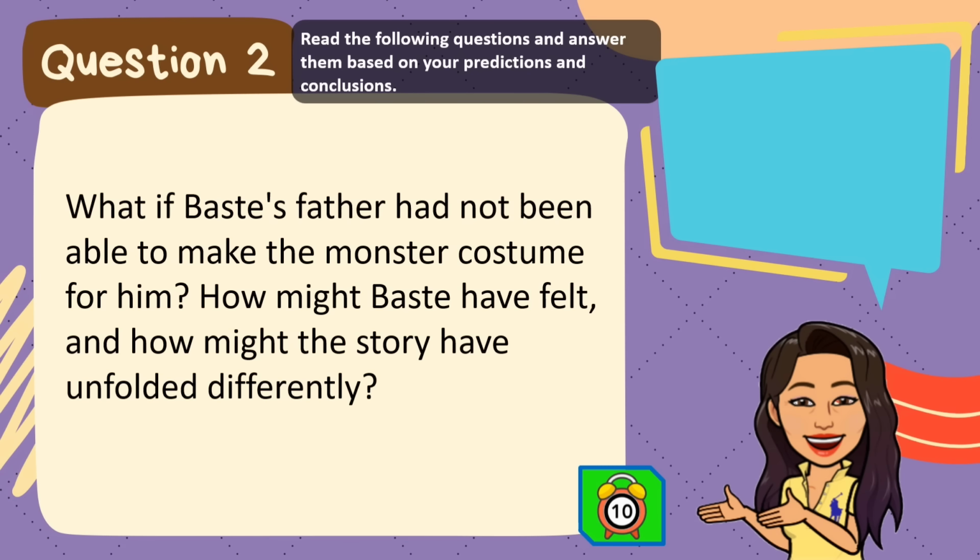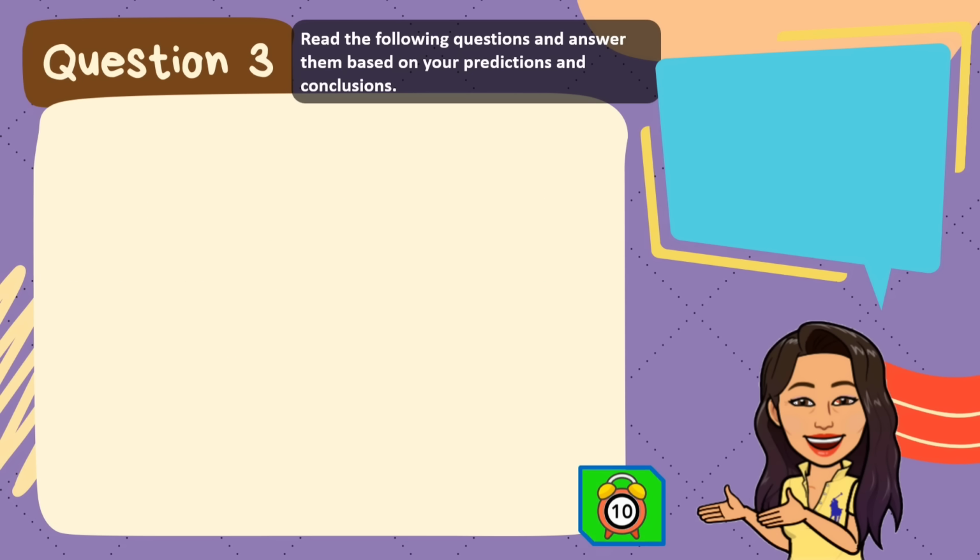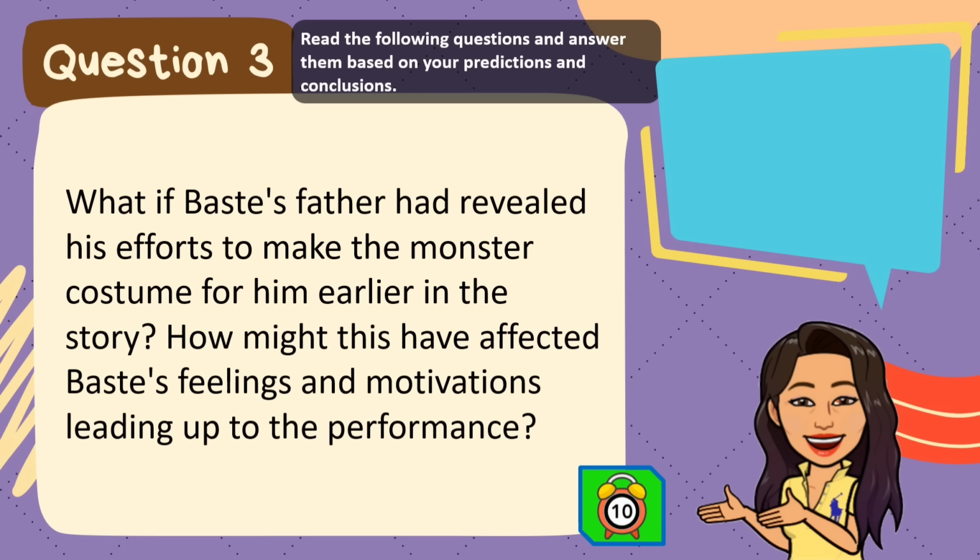Question number 2. What if Bastet's father had not been able to make the monster costume for him? How might Bastet have felt, and how might the story have unfolded differently? Question number 3. What if Bastet's father had revealed his efforts to make the monster costume for him earlier in the story? How might this have affected Bastet's feelings and motivations leading up to the performance?